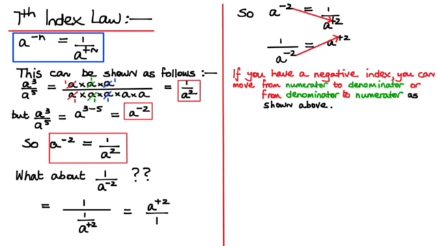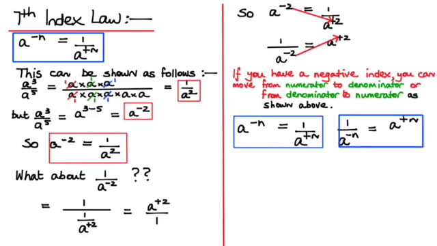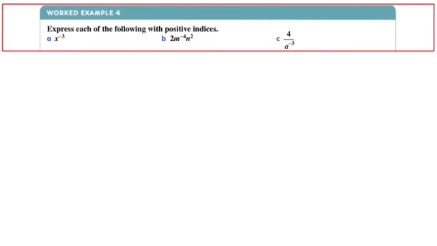Okay? So, if you have a negative index, you can move from the numerator to the denominator as appropriate, or from the denominator to the numerator as I've showed you above, and turn it into a positive index. Alright guys, so we have this summary. We know that a to the minus n is 1 over a to the plus n, and we know that 1 over a to the minus n is a to the plus n over 1, if you like. So, let's do some examples now.